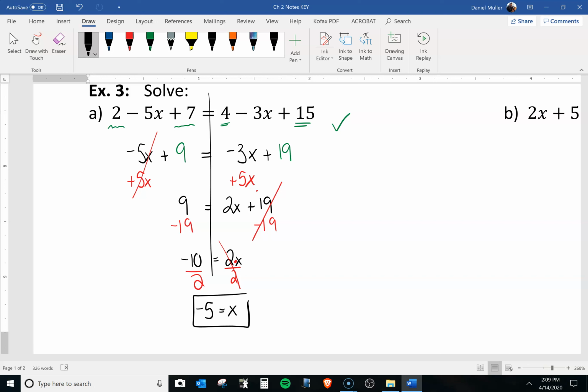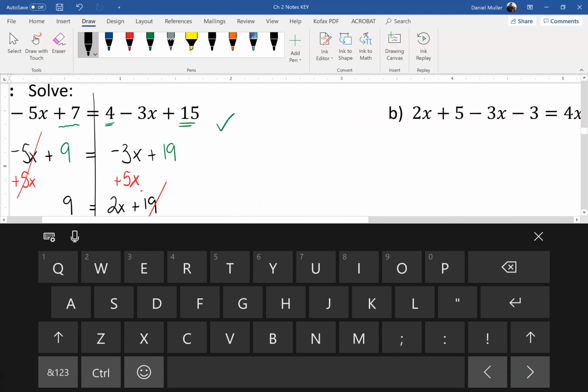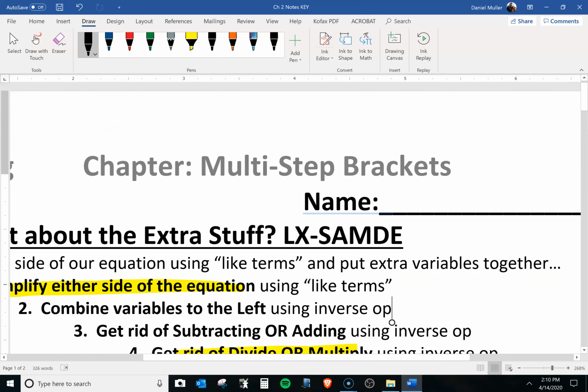And now it turned to a 2-step equation. You get rid of the add or subtract first. So I subtracted the 19 over to here. And then there was a times by 2, so I divided by 2. Moving over to B now.